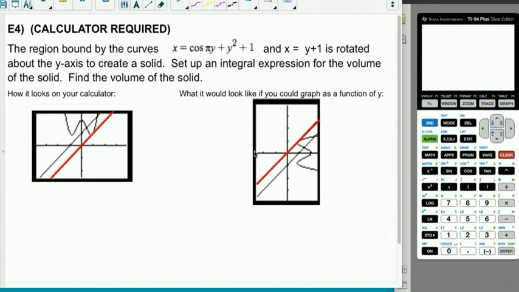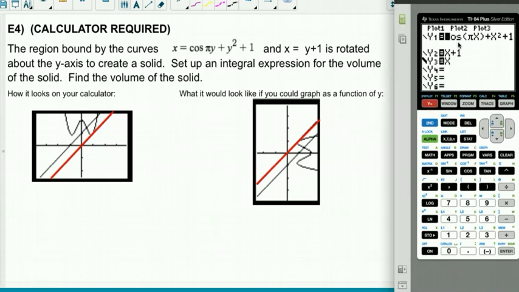Okay, so E4 is the same deal. We're talking a calculator required problem. The trick here is that these are curves that are written as x in terms of y, and we're going to rotate around the y-axis. Now, I've taken the liberty of pre-graphing them in my calculator here, so you'll see I put in cosine of pi x plus x squared plus 1, which is this first function, but remember with x instead of y, and then I put x equals y plus 1, but again, the x and y are switched.